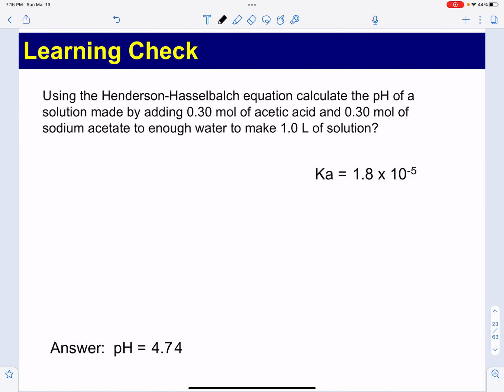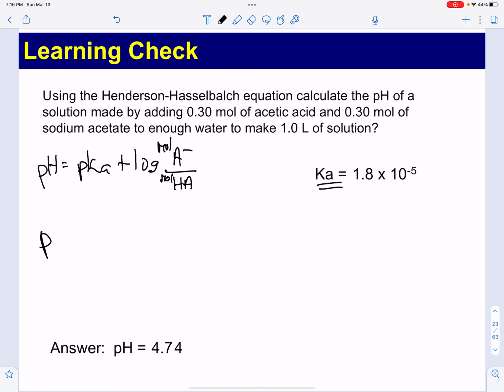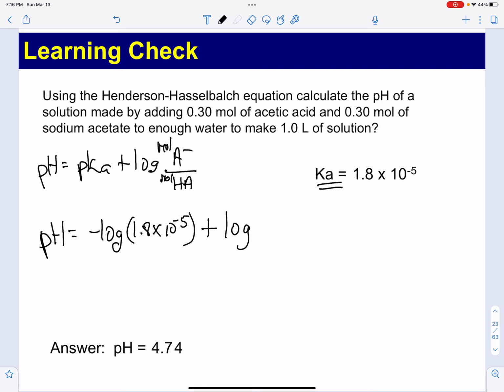So let's do a problem like this. Using the Henderson-Hasselbalch equation, pH equals pKa plus log of the conjugate base over the acid, and we're talking moles of each one of them. That should give us the pH. So what do we have in this case? Well, we have the Ka, so the pH is going to be equal to the minus log of 1.8 times 10 to the minus 5 plus the log of the moles of the conjugate base. So let's see if we can find that.